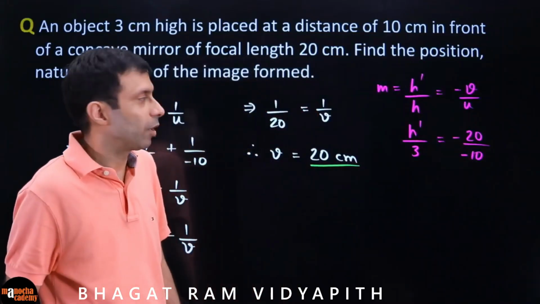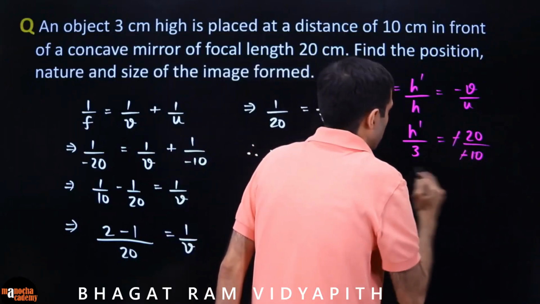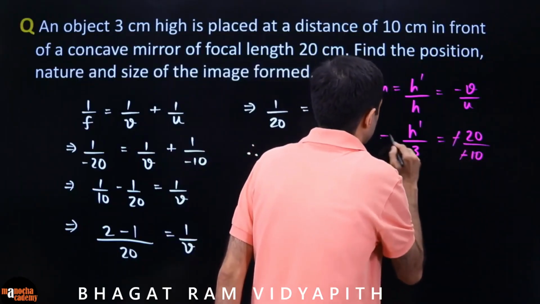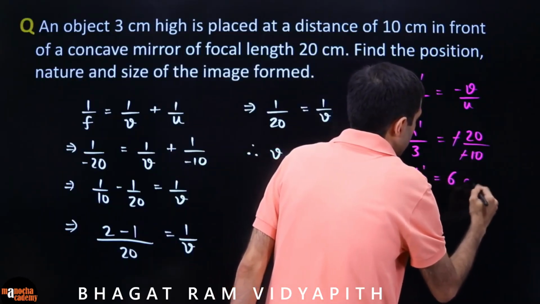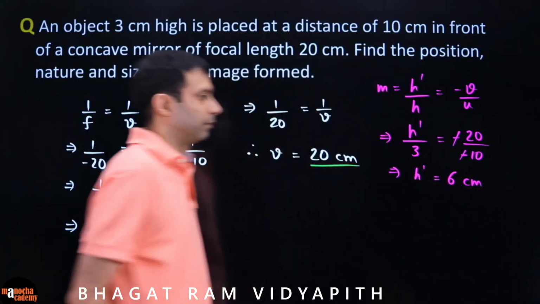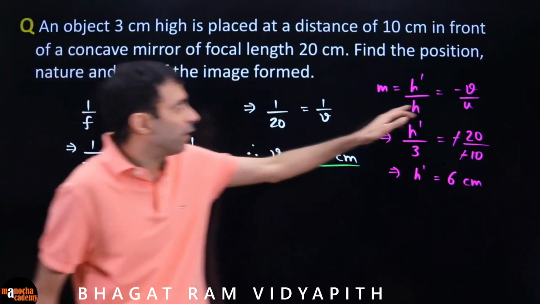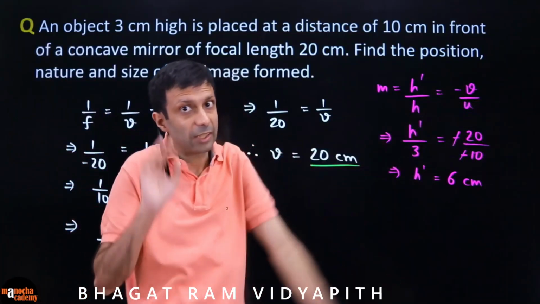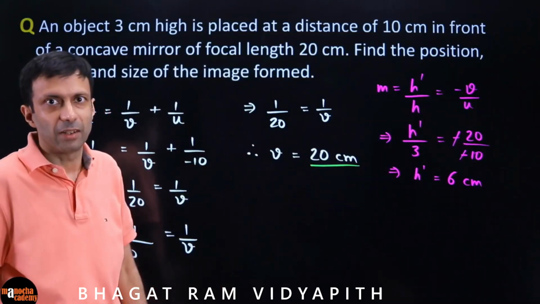So when you substitute that, what are you getting? The minus minus cancels. So we are going to get h dash equal to 6 centimeters. Not minus 6. Minus minus will cancel because the magnification formula has a minus v by u. See, that's why each and every sign is very important. So this is our image height.